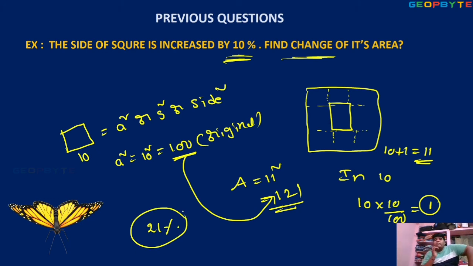This is the simple methodology for this type of question. First of all, you write the original formula. Next, it depends upon the question.